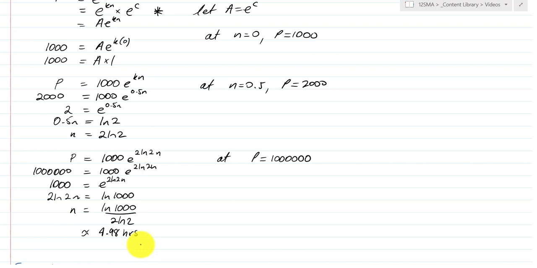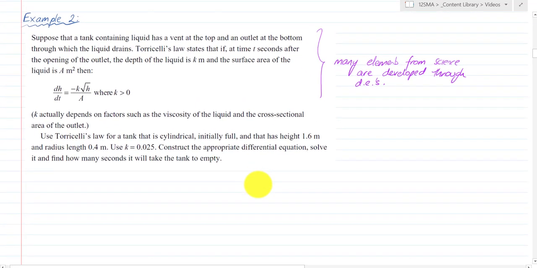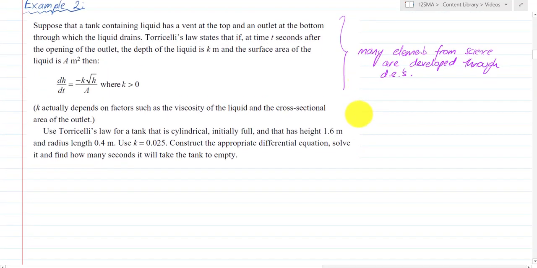And I'm going to quickly run through example 2. And I say quickly, but example 2 is a bit hefty as well. So I'll run through it, and if you want to stop the video and have a break now, then it might be a good idea.